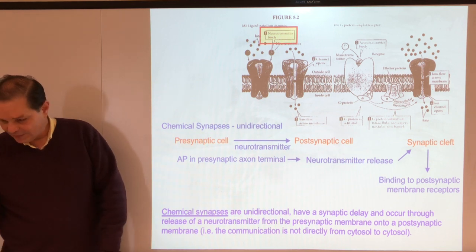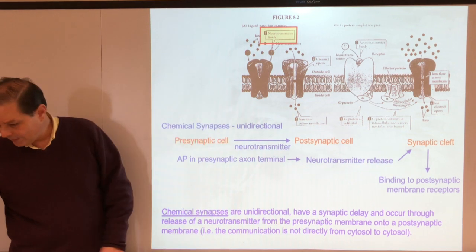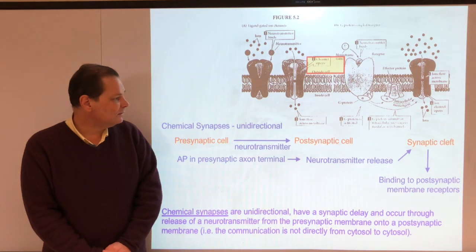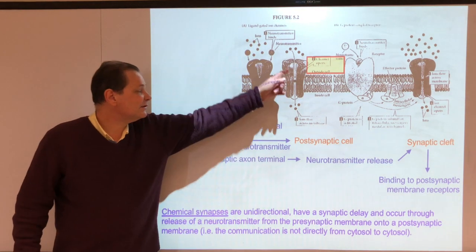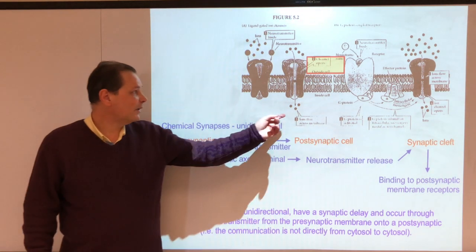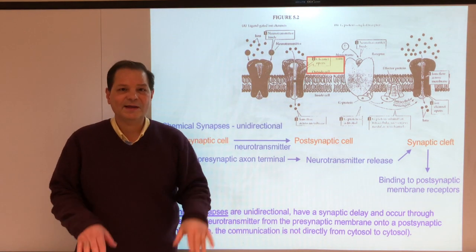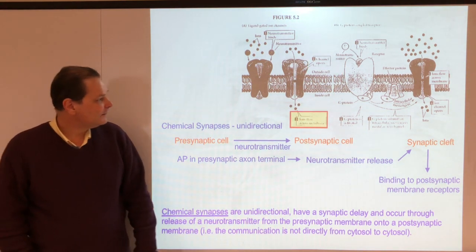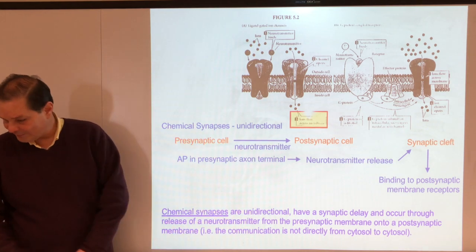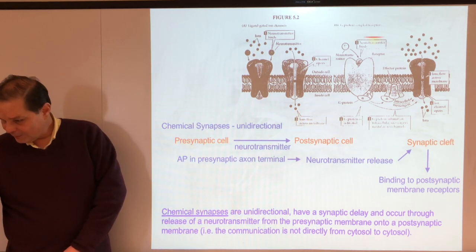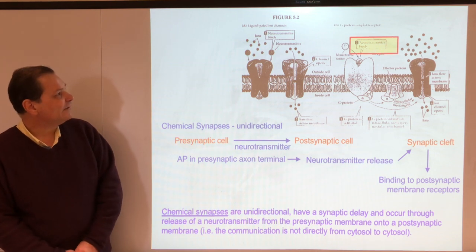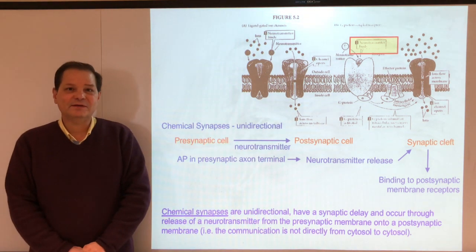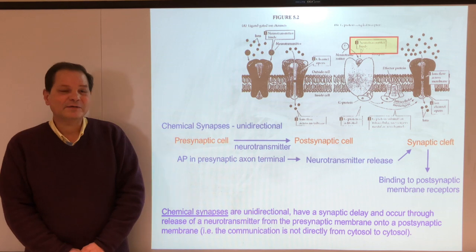and that will open a channel and allow usually sodium to flow in, and often potassium also to flow out, but the net effect is to depolarize the membrane. Those are directly coupled synapses where the receptor is the same as the channel. The classic example of that is the nicotinic acetylcholine receptor at the neuromuscular junction.